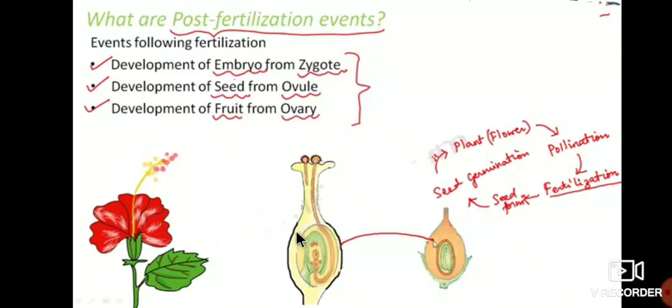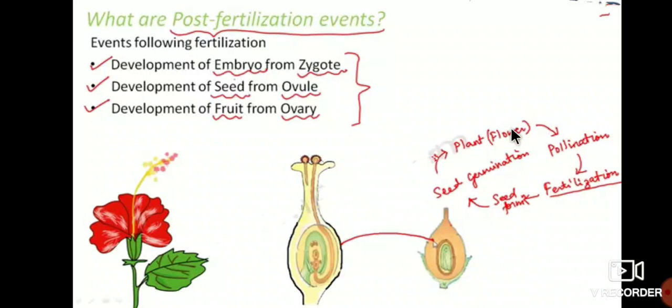This is called the ovary. From this ovary there is a development of fruits. In the plant, the flower is a part of the plant, and in that plant part there are flowers.